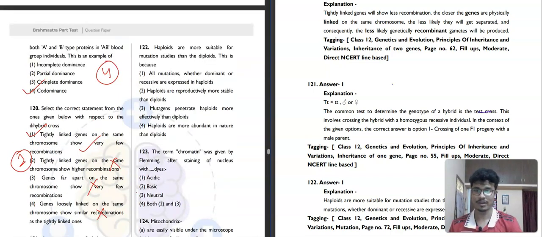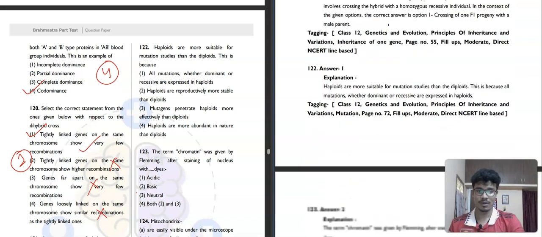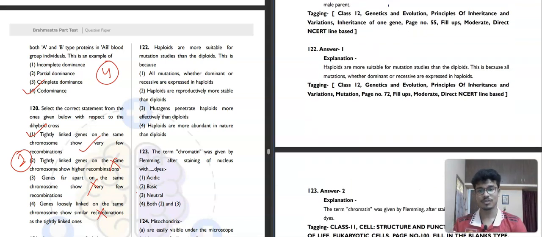Question number 122. Haploids are more suitable for mutation studies than diploids. Why? This is because all mutations, whether dominant or recessive, are expressed in haploids. This is the very good one. We will read the other options as well, because in some questions, if you read the options, you get to conclusions, but in some questions, even if you get the answer, you can't reach the conclusion without reading the other options. There may be another option which is better than this.